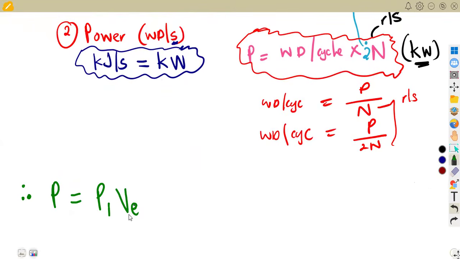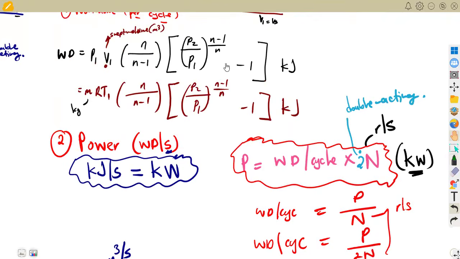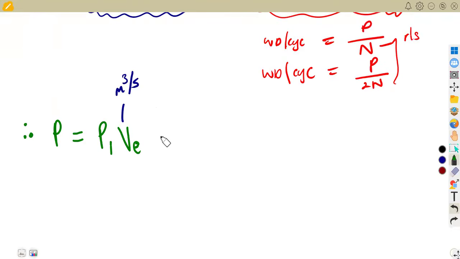The moment you use this VE, be careful there, because VE is in cubic meters per second, automatically your work done is kilojoules per second. It's no longer work done, it's work done per second, which is now power, kilowatt. That's the tricky part: you just need something that carries per second. The rest of the formula remains as it is.